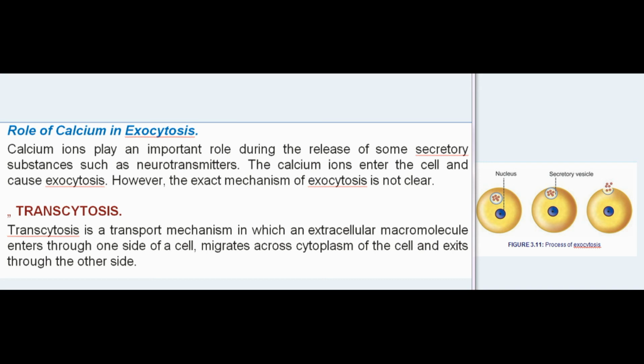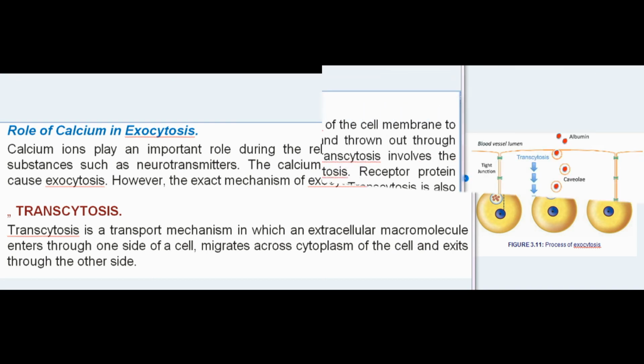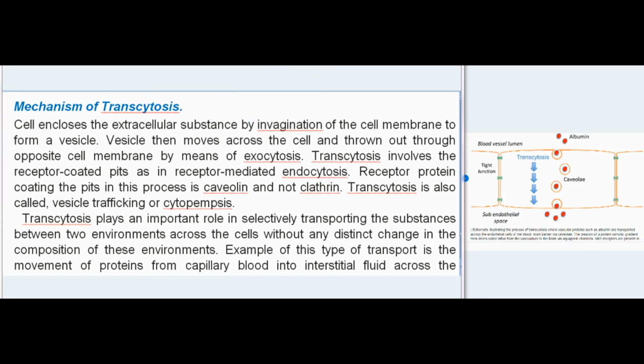Transcytosis. Transcytosis is a transport mechanism in which an extracellular macromolecule enters through one side of a cell, migrates across the cytoplasm of the cell and exits through the other side. Mechanism of transcytosis: the cell encloses the extracellular substance by invagination of the cell membrane to form a vesicle. The vesicle then moves across the cell and is thrown out through the opposite cell membrane by means of exocytosis.